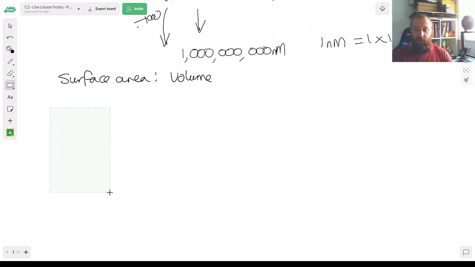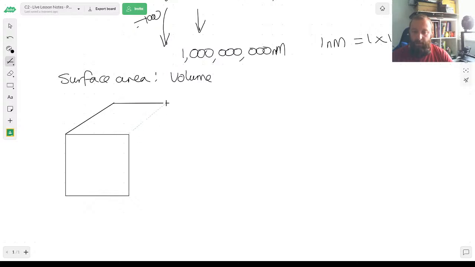But if we started off with... Actually, let's just move that down to there. I'm going to have a cube. And I'm going to just sketch this next bit in. So it won't be exactly to scale, but I'm just going to sketch this in now. We've got a cube. And we're going to say this cube is 10 by 10 by 10.